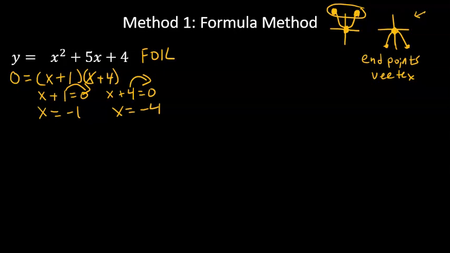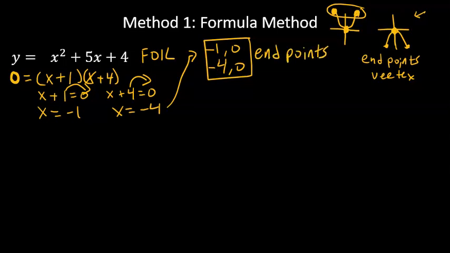So what about y? How do I find y? Well, we already decided that y is 0. So my endpoints are going to be -1 and 0, and -4 and 0, because I decided that the x's are -1 and -4, and I also decided that my y is 0. So these are the endpoints.